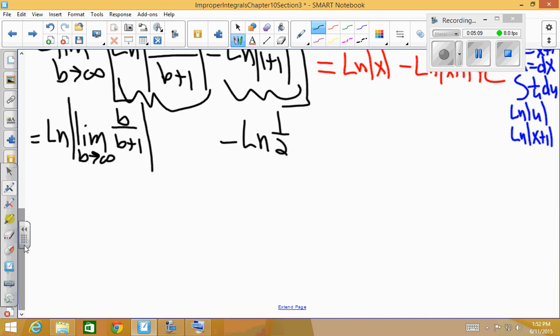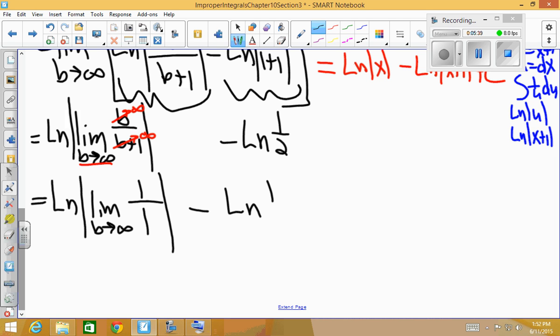That limit, b is going to go to infinity because that's what the limit says is happening. b plus 1 also goes to infinity. So this is an indeterminate form. You can do L'Hopital's rule. So this becomes the limit of the derivative of the numerator, which is 1, divided by the derivative of the denominator, which is also 1.